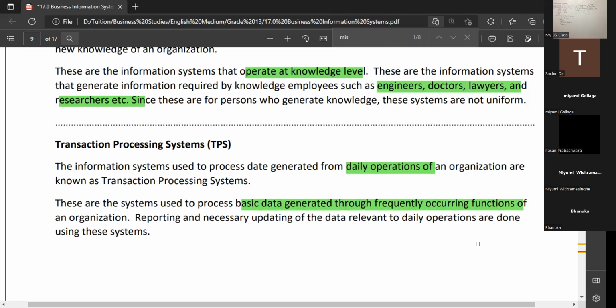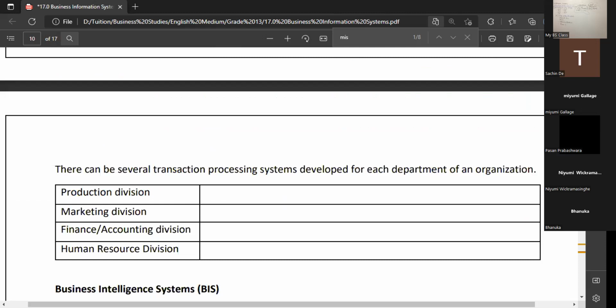Then I think a TPS deals with frequently occurring functions. A cashier system running 24 hours or during opening hours will be used frequently. Also, reporting and necessary updating of the data relevant to the daily operations are done using this system. When you say daily operations, it could be from different areas, right?